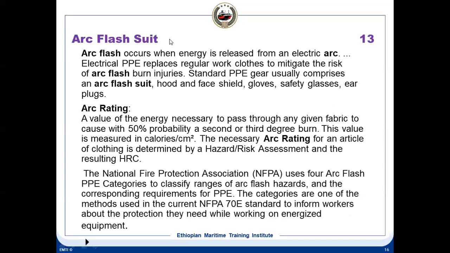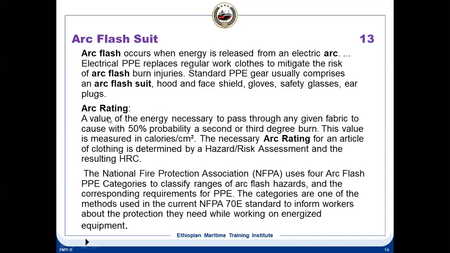Now, as I told you about this arc flash boundary, here it's important to know that arc flash occurs when energy is released from an electrical arc. Electrical PPE replaces regular work clothes to mitigate the risk of arc flash burning injuries. So you cannot use normal regular clothes like a normal coverall. Standard PPE gear usually comprises an arc flash suit, hood, face shield, blouse, safety glasses, earplugs, etc.